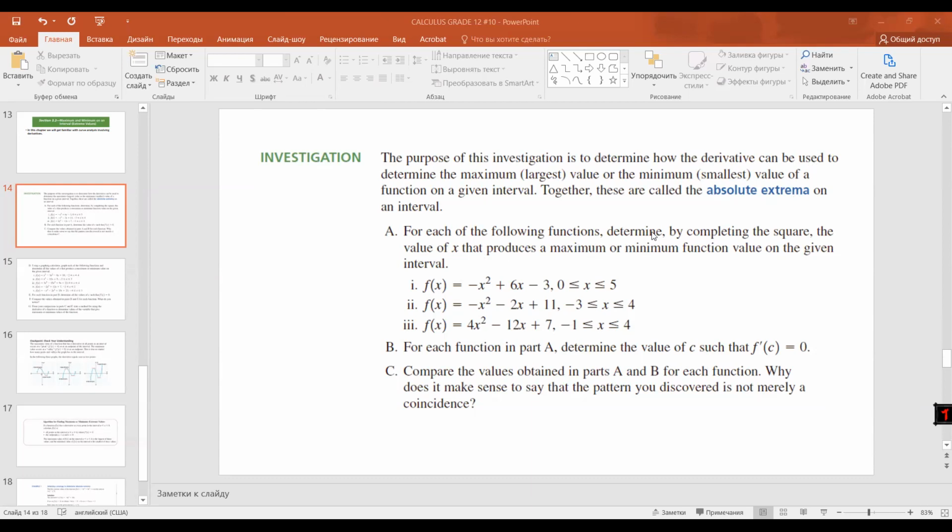For each of the following functions, determine, by completing the square, the value of x that produces a maximum or minimum function value on the given interval. Can you do this, guys? Complete the square here. Yeah. So Yusuf, you solve part two, Alan, you solve part one, and I solve part three. I'll start with part three, and then I want you to let me know the answer.